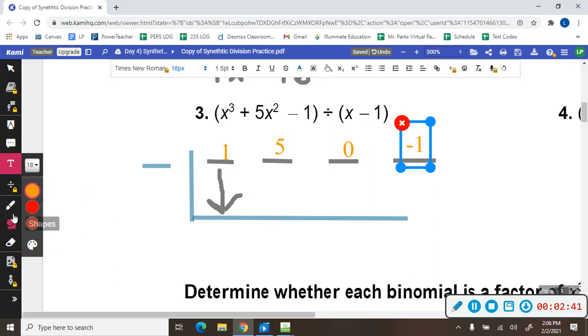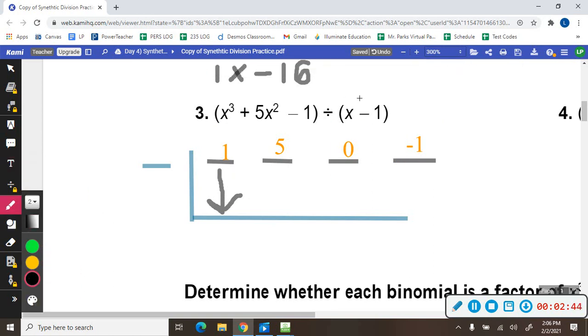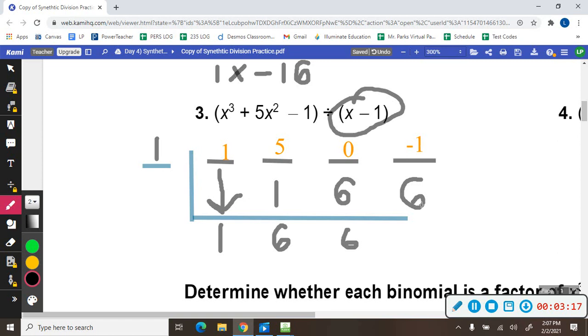From there, I take the opposite of x minus 1. That's 1. That goes here. I bring down my first term. Then I take 1 times 1 is 1. Put it here. 5 plus 1 is 6. 6 times 1 is 6. Add 0 plus 6, 6. 6 times 1, 6. Negative 1 plus 6, 5.